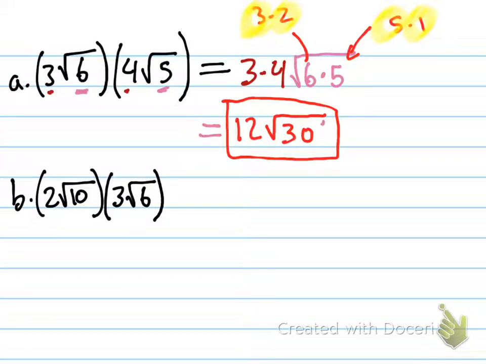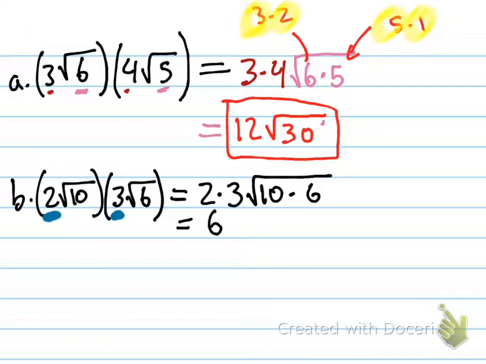Alright, and so like before, we're gonna multiply the numbers outside of the square root. So 2 and 3. We're gonna focus on those numbers. We're gonna do 2 times 3 times the square root of 10 times 6. And now we know 2 times 3 is 6. We know 10 times 6 is 60. Now, normally we would be done, but we want to simplify this, right?